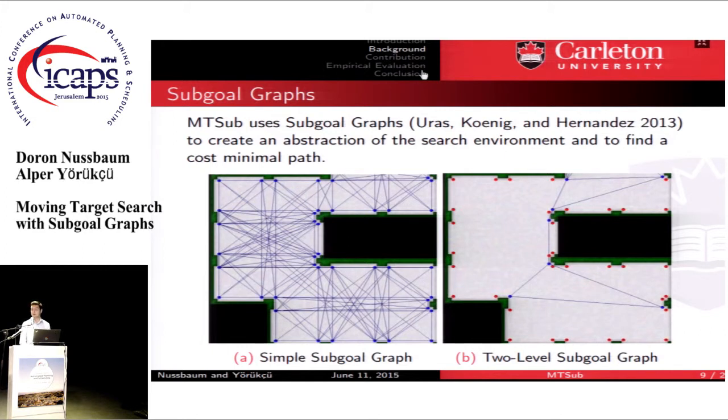And we also have the reduced version of the subgoal graphs. It's called two-level subgoal graphs. I'm not using n-level subgoal graphs for my algorithm, but it's also possible. In two-level subgoal graphs, you have some kind of properties. You just have to connect your points into the subgoal graph to be able to find a cost minimal path between them.